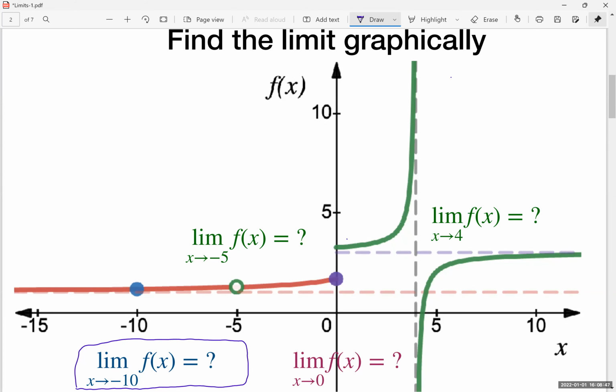Well, let's observe the behavior of the function. If you go from the left of -10, the function approaches this blue circle. If you go from the right of -10, the function is also approaching the blue circle. That means the limit when x goes to -10 exists, and the value is the y value of this blue circle, which is approximately 1.1.